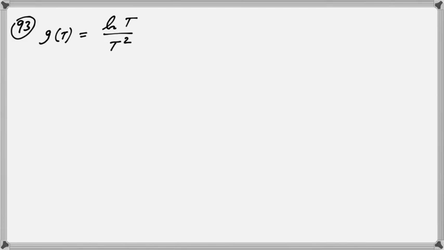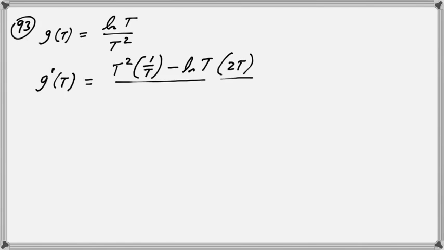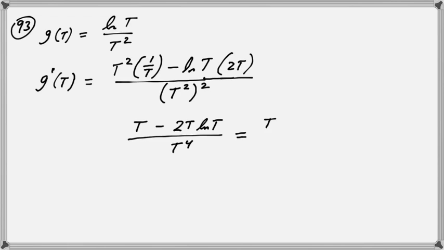Okay, after 89, I think we're going to try 93. This is a quotient, so I'm going to do a quotient rule. Quotient rule says the bottom times the derivative of the top minus the top times the derivative of the bottom all over the bottom squared. So this simplifies to t minus 2t times ln of t all over t to the fourth. I would take a t out of the top, a t out of the bottom, and I would have my answer. 1 minus 2 ln t all over, I think, t to the third.